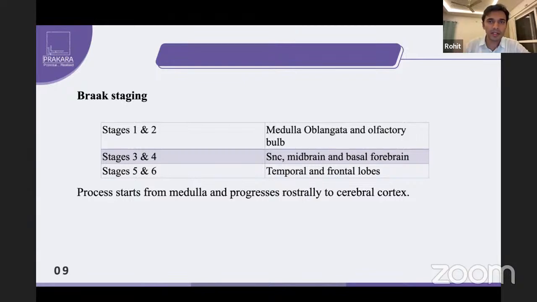Similarly, medulla oblongata is a structure which is responsible for the reticular activating system. That is the system that controls our sleep. So these patients can have sleep disturbances also, which can manifest years before they develop motor manifestations. Once they reach stages 3 and 4, you have the typical motor manifestations. And when they reach stages 5 and 6, they can also have certain cognitive impairment. So the process starts from the medulla and it progresses rostrally to the cerebral cortex.